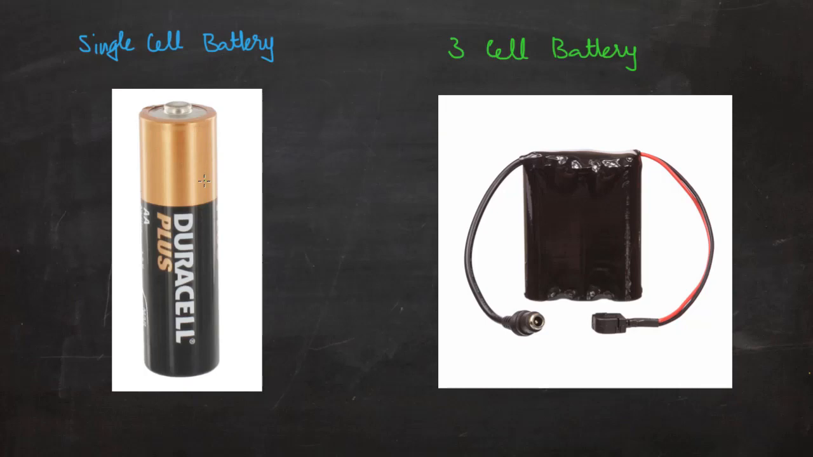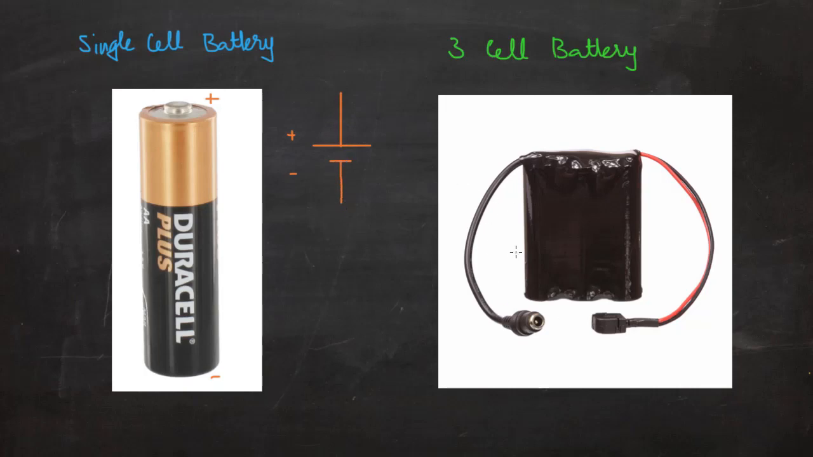How do you think we would differentiate between these two in a circuit diagram? That's quite simple. A single cell battery is represented with a single combination of two lines, one longer than the other. The longer line represents the positive terminal, which is this, while the shorter line represents the negative terminal, that is the bottom part over here. Of course, we should not forget to draw the wire as well.